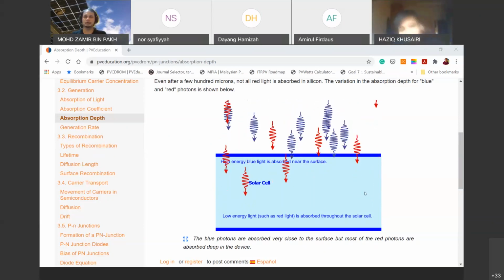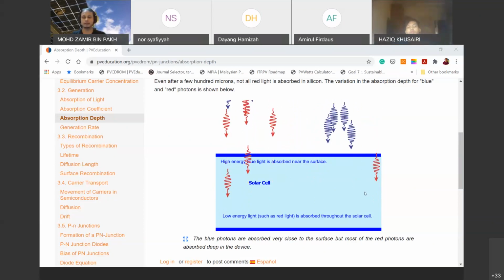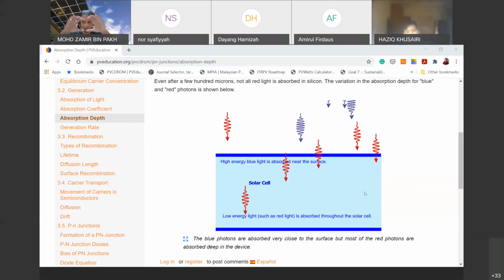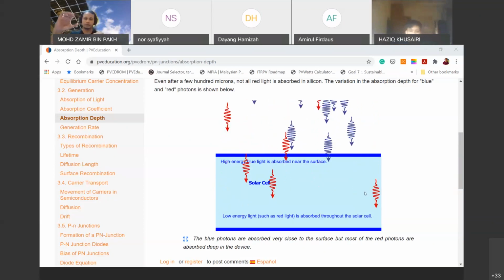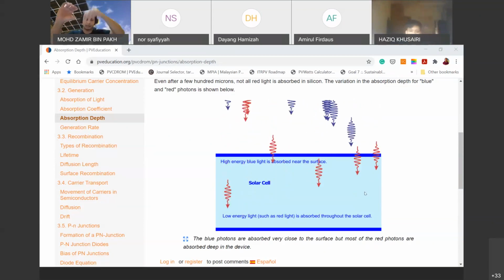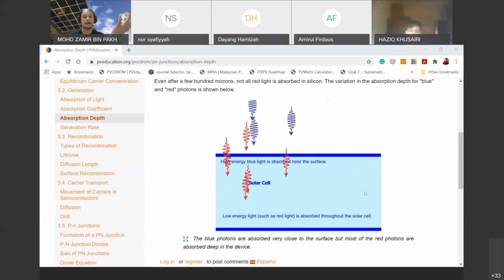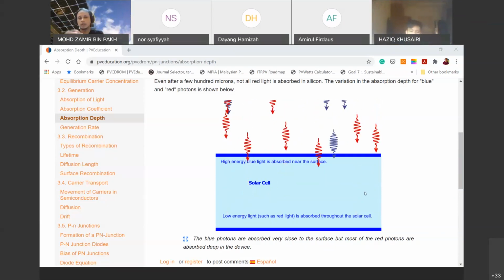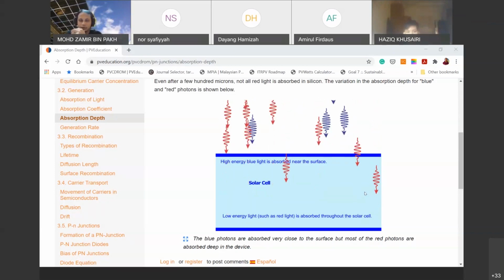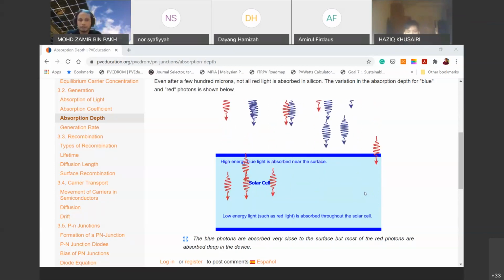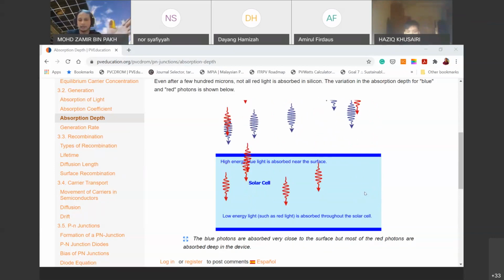Sebab kita tak ada, we don't have enough volume of material to be able to absorb the red photons at the back because it's now half or already 1/3 of the original thickness. So red photon akan keluar kat belakang and unharvested. Okay, unharvested. So if you talk about a semiconductor material like solar cell, which works on this principle, you want to absorb everything under the sunlight.